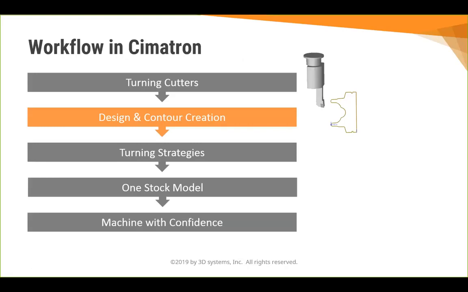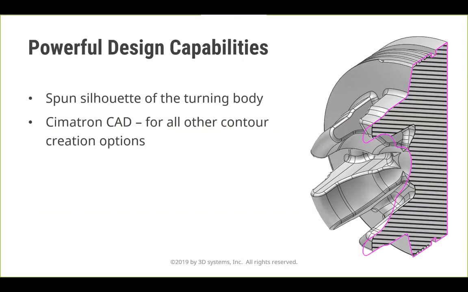Our next step is designing of the contour and the geometry. So we have powerful design capabilities for creating the span silhouette of the turning body, as well as all other CAD capabilities for efficiently using it in the turning procedure.